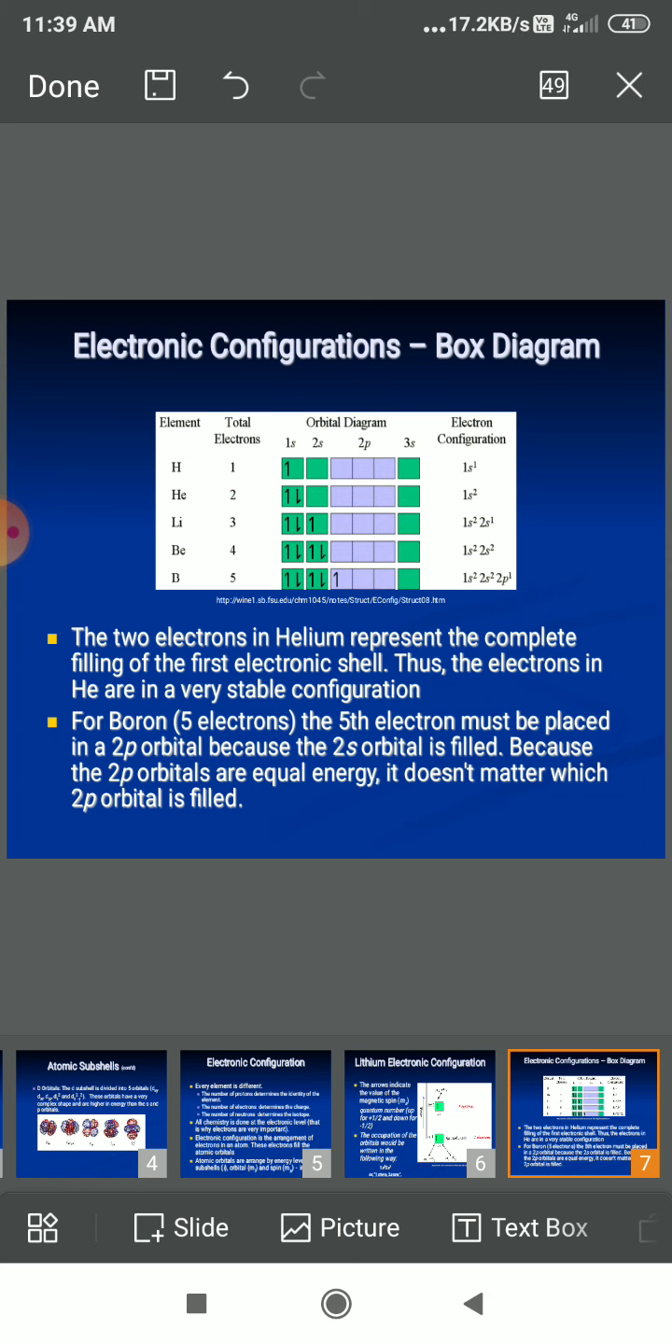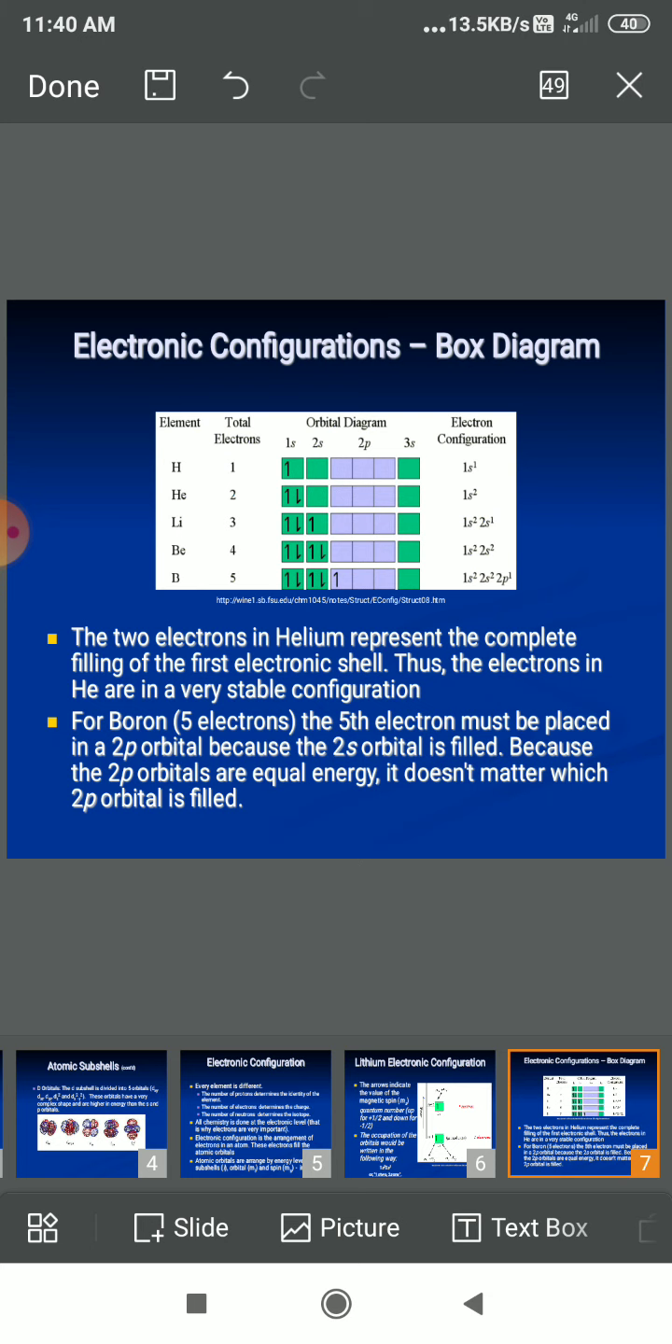The helium atomic number is 2, orbital 1s. In the s orbital there are 2 electrons. Then electronic configuration is 1s2. Then next is lithium. The atomic number of lithium is 3. Then 2 electrons are in the 1s orbital and 1 electron in the 2s orbital, and the electronic configuration is 1s2, 2s1.